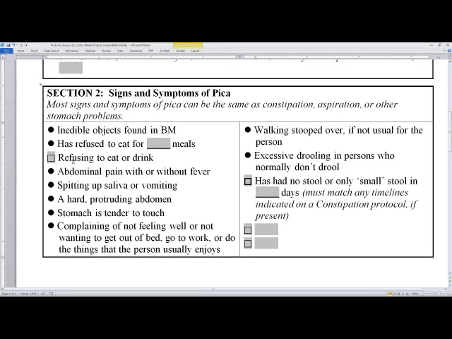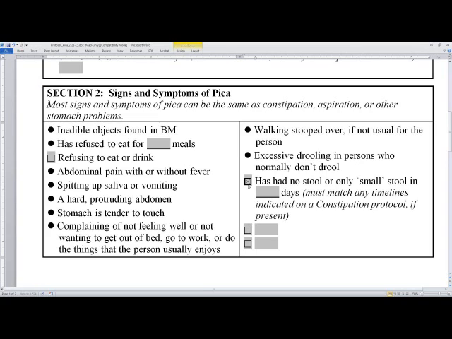Here's a checkbox for if the person is refusing to eat or drink, if you think that could be a sign or symptom of pica for this person. Abdominal pain with or without fever, spitting up, saliva or vomiting, a hard protruding abdomen, tender to the touch stomach, complaining of not feeling well or not wanting to get out of bed, go to work, or do things the person usually enjoys. These are all general signs and symptoms, but things that could be an indicator of pica or of a blockage of the bowel. So walking stooped over if it's not usual for the person, excessive drooling in persons who don't normally drool.